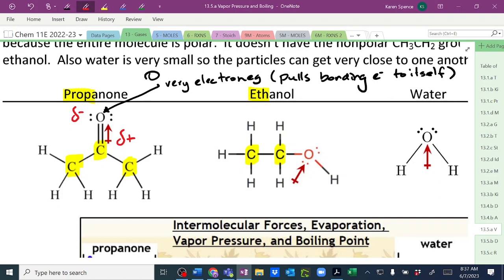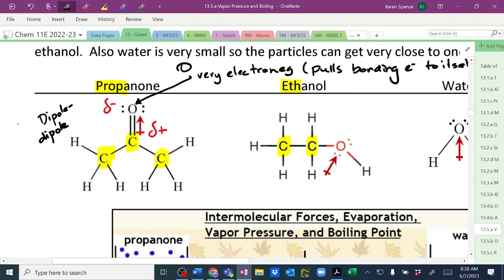So we have a dipole, and don't forget how to draw a dipole arrow. You draw the arrow with a little cross at the positive end. All right, so we have dipole-dipole forces. Are there any other intermolecular forces in between propanone molecules? Now, in order to have hydrogen bonding, what does the hydrogen have to be actually bonded to within the molecule?